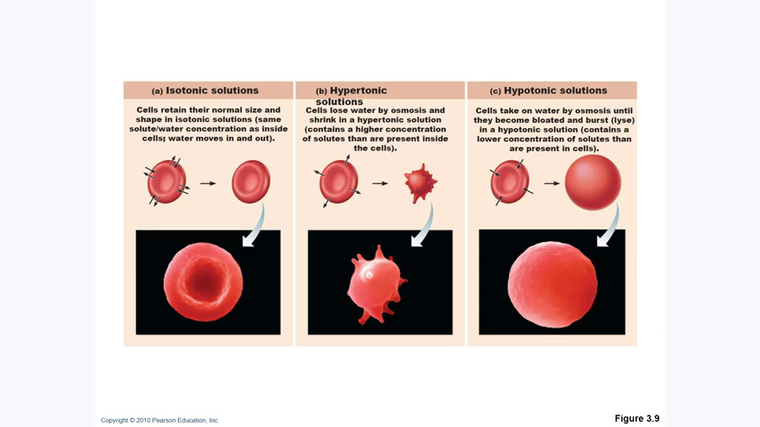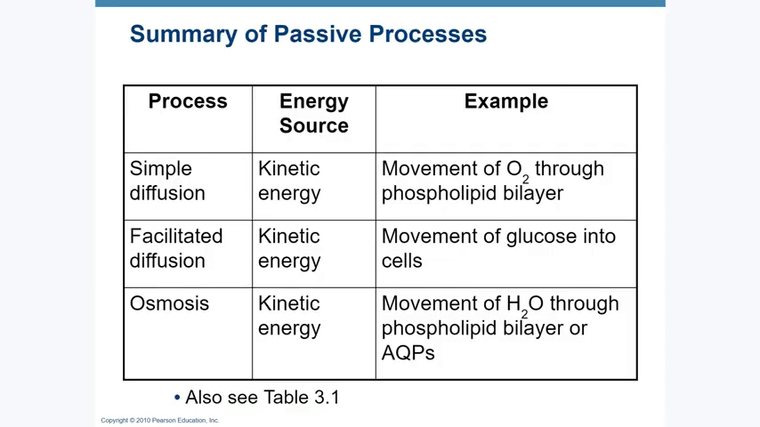So cells retain their normal shape, size, and function in an isotonic solution, while cells lose water by osmosis and shrink in a hypertonic solution. And then in a hypotonic solution, cells take on water by osmosis until they have become bloated and burst, or lyse, because they have swelled so much.